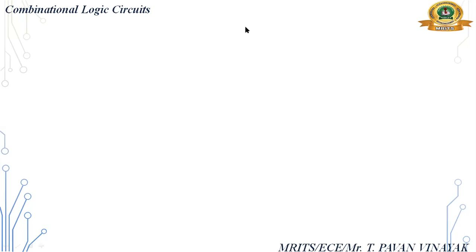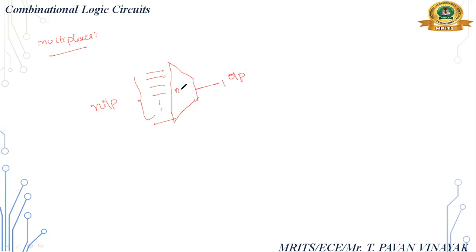Let us see. A multiplexer is a digital circuit. It consists of many inputs. I am taking n inputs, right? And only one output. The representation is given as n by 1, where n is the number of inputs and 1 is the output.